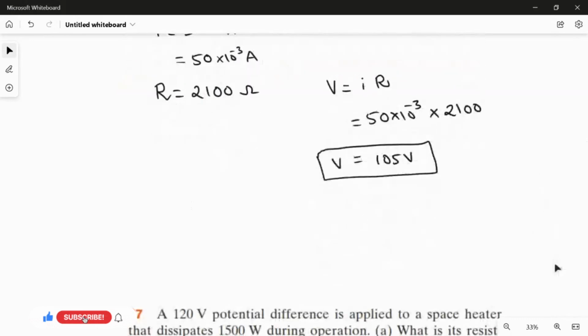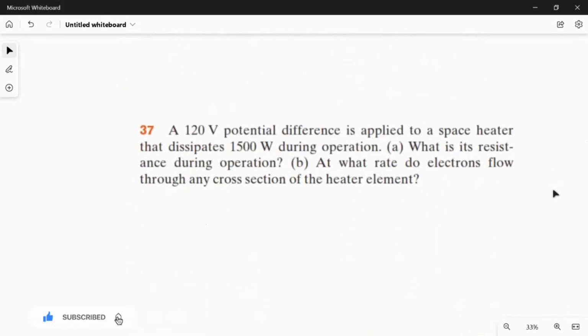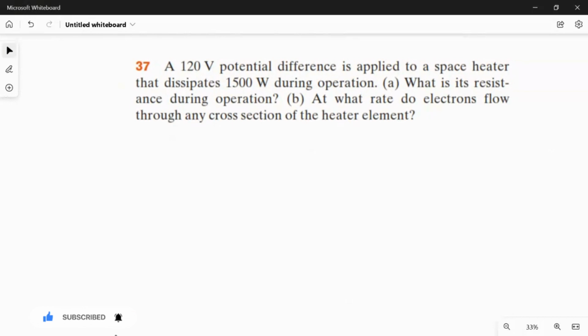Now the second question is question number 37. So here a 120 volt potential difference is applied to a space heater that dissipates 1500 watt during operation. First question, what is its resistance during operation? And the second question is, at what rate do electrons flow through any cross section of the heater elements?